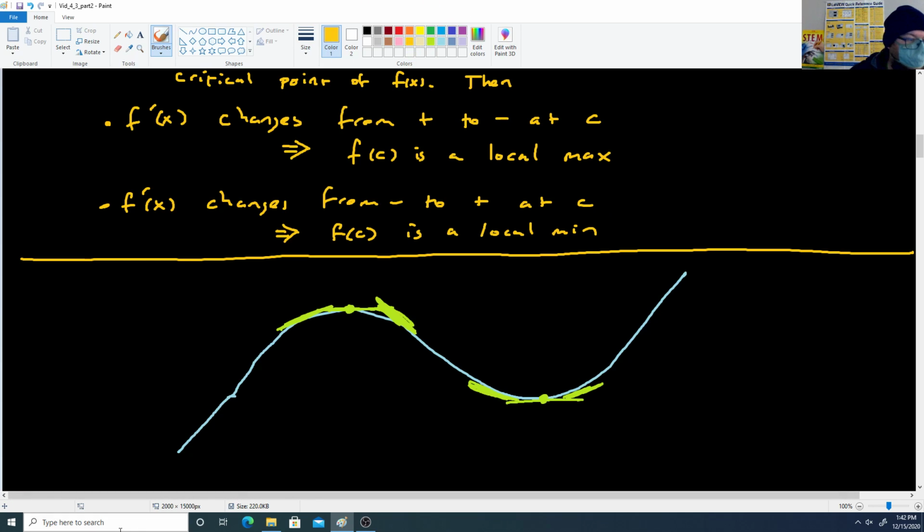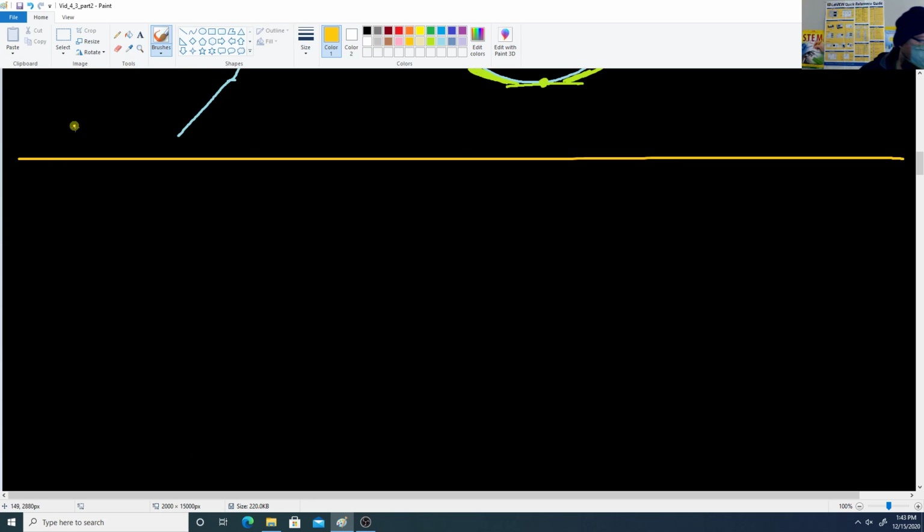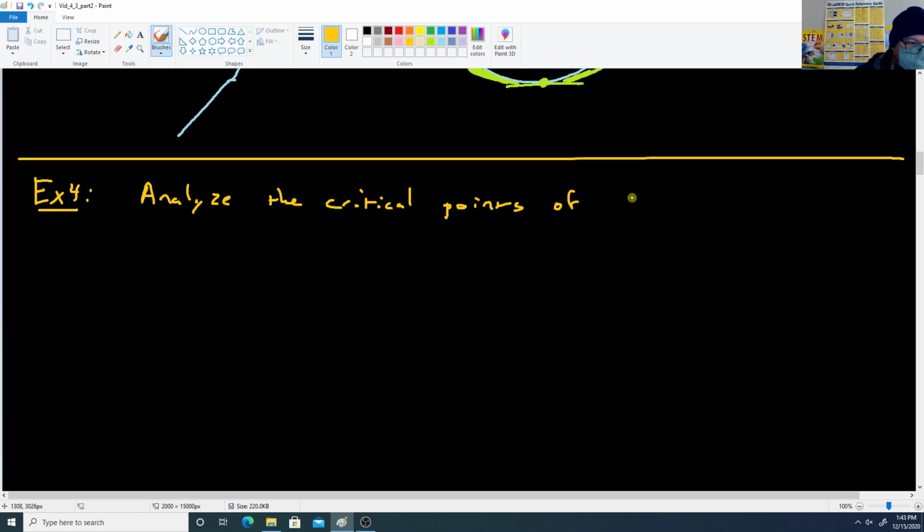So what we're going to look at here to finish up is a couple last examples, and then we'll be done with section 4.3. So this is example 4. And what this has to do is analyze the critical points. So analyze critical points of the function f of x equals x cubed minus 27x minus 20.